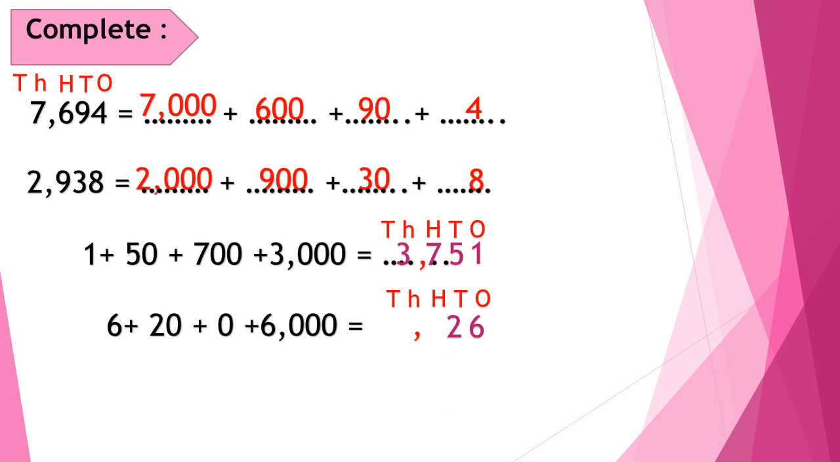Here we have 0, so we put 0 in hundreds. 6,000 has 3 zeros, so it belongs to thousands. So we write 6 in thousands without any zeros. Then 6 plus 20 plus 0 plus 6,000 equals 6,026.